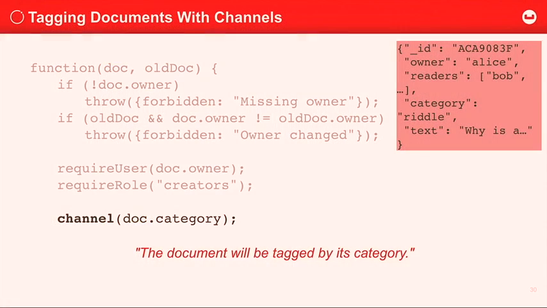So once we're happy that this is a valid document within the scope of our application, we can now add a channel tag to the document. And the name of the tag can either be hard-coded, but more usually, you'll use information from the content of the document itself. And in this case, we're going to use the value of the category property, riddle, to define the channel name. So this document will be tagged with the riddle channel.